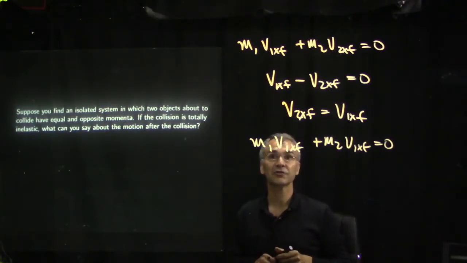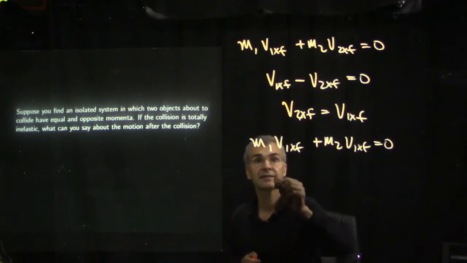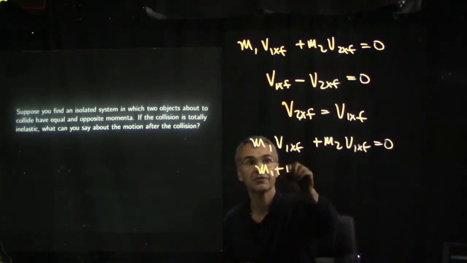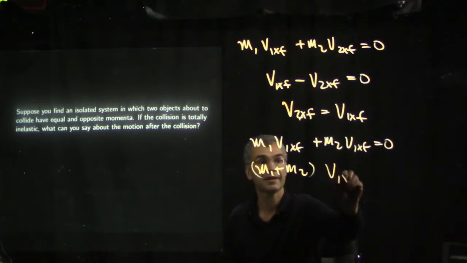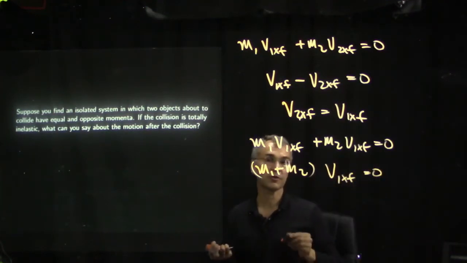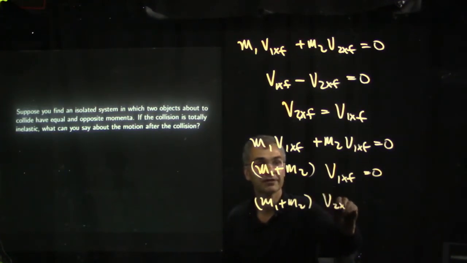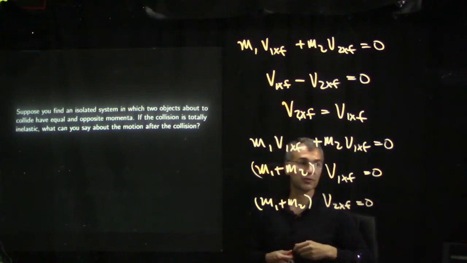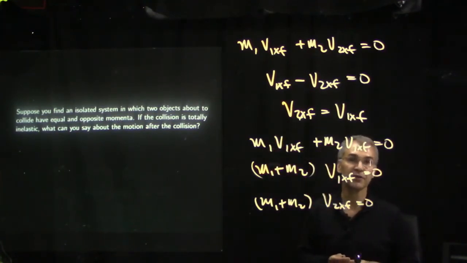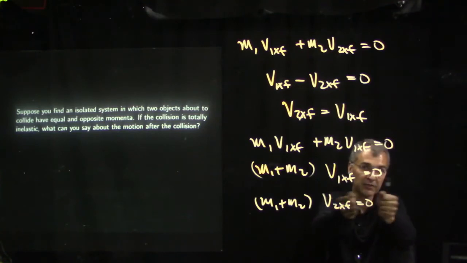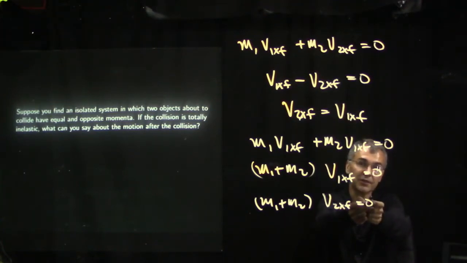And then you can also say, so this is m1 plus m2 v1xf is 0. So v1xf must be 0. And then similarly, you can say m1 plus m2 v2xf is 0. So v2xf must be 0. So you could do it with math, or you can say, okay, they're not moving with respect to one another, and also somehow the momentum of the system is 0. So if you have two things that are stuck together, and those two things stuck together have 0 momentum, then they must both be at rest.